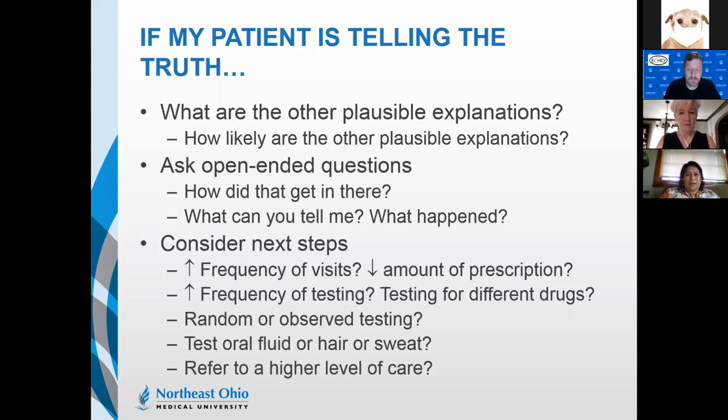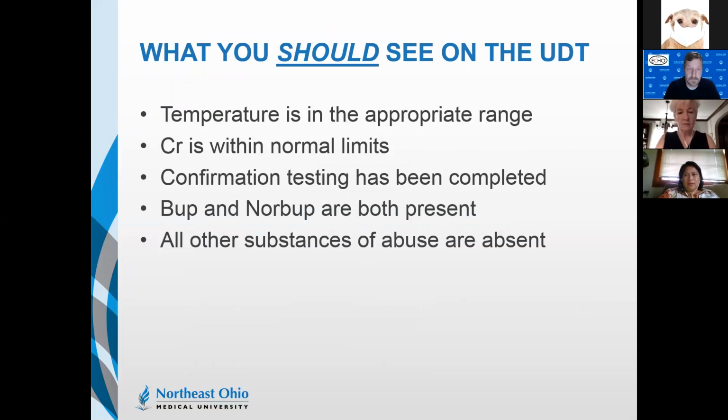So this is sort of the things that go through my mind as I'm working with the client. So let's start out with what you ought to see on the urine drug test. Ought to have a good temperature, so a temperature that's close to 98.6 or even a little bit lower, because as it's coming out of your body, should be somewhere in the mid to high 90s.